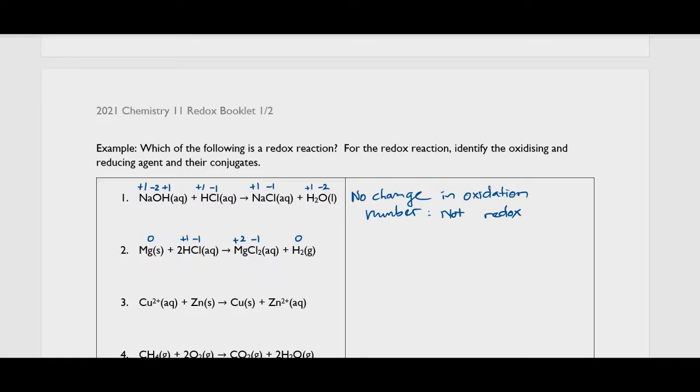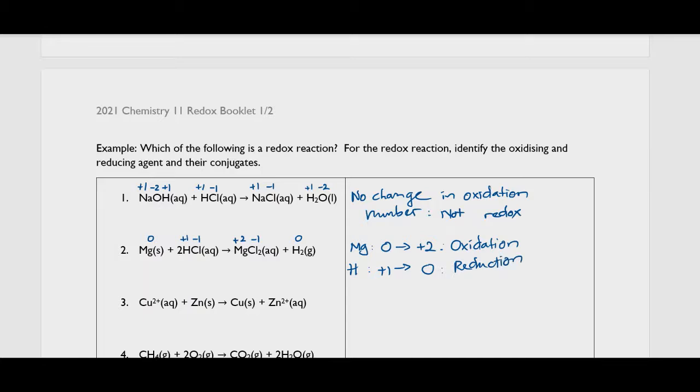So you can see here that there have been two changes in oxidation numbers. Magnesium has gone from 0 to +2. So Mg has gone from 0 to +2. There is an increase in the oxidation number of magnesium, which means that it has undergone oxidation. And hydrochloric acid, or hydrogen, has gone from +1 to 0, which means that hydrogen has undergone reduction.